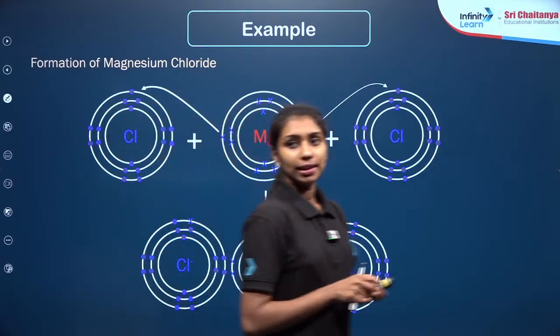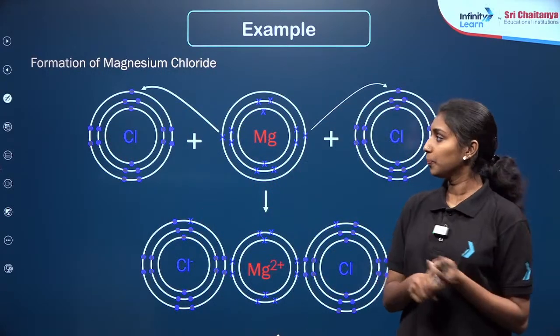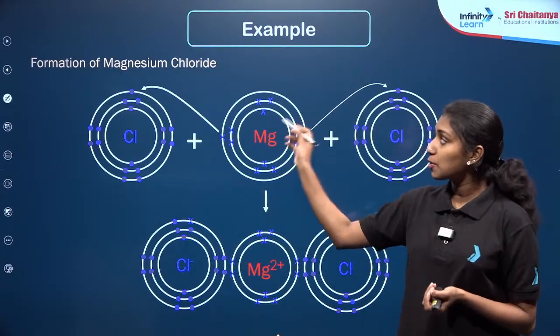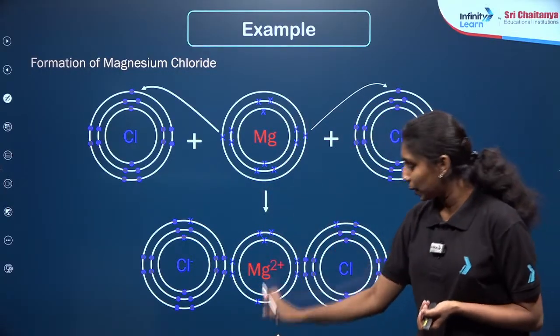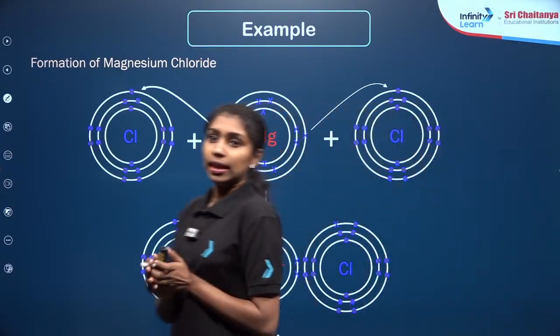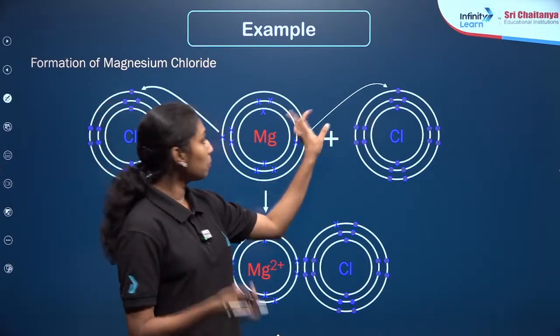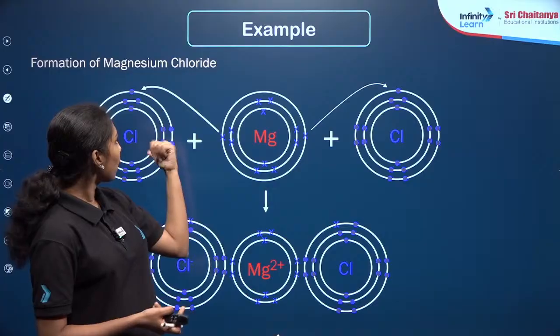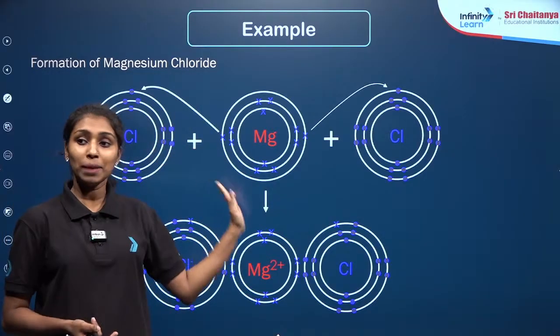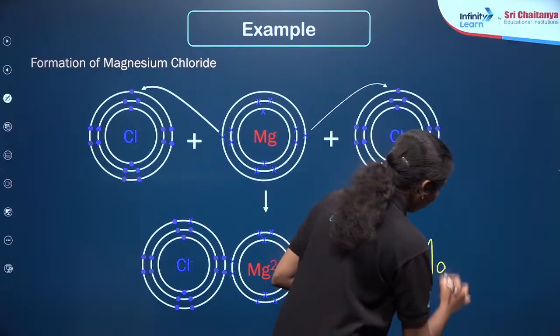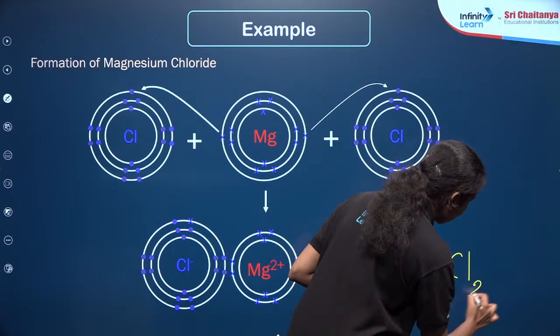Is that clear? So, magnesium will lose 2 electrons from the outer orbital to form the Mg2+ cation. Then it will react with the 2 chlorine atoms. One of the chlorine atoms will accept 1 electron from the magnesium. Similarly, another chlorine atom will accept 1 electron from the magnesium to form the MgCl2 compound. That is our ionic compound formed here due to the reaction of magnesium and chlorine.